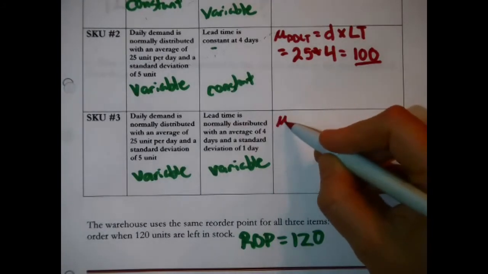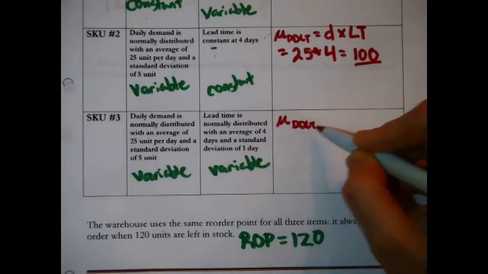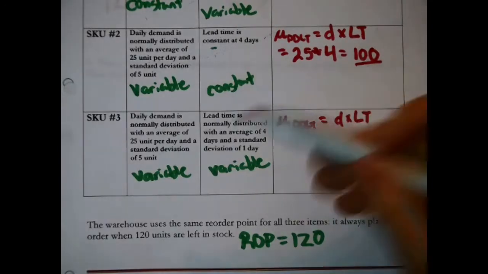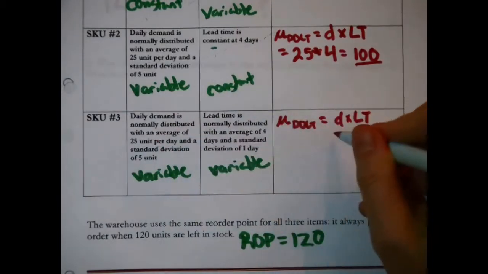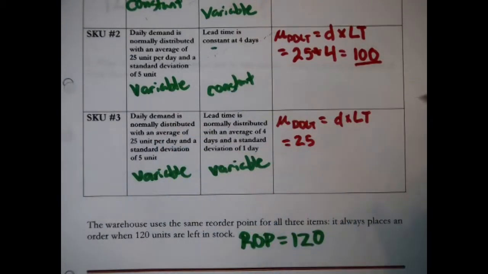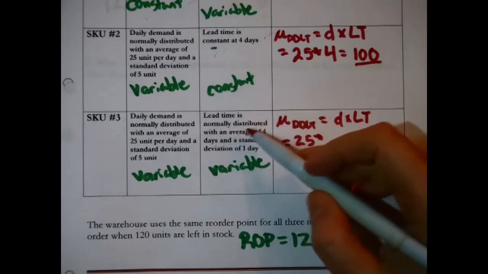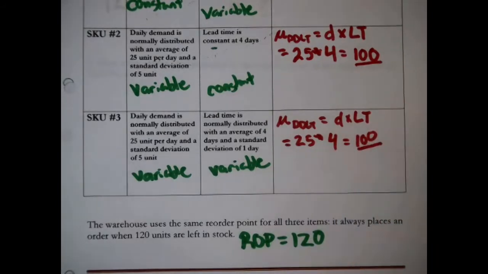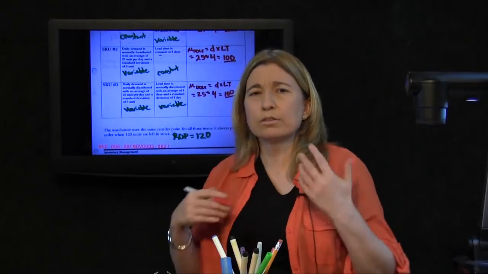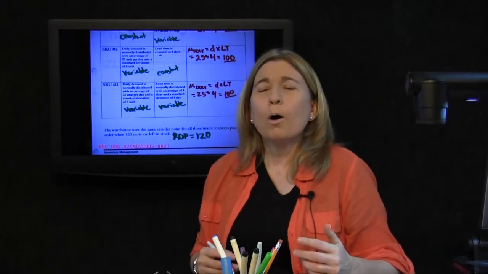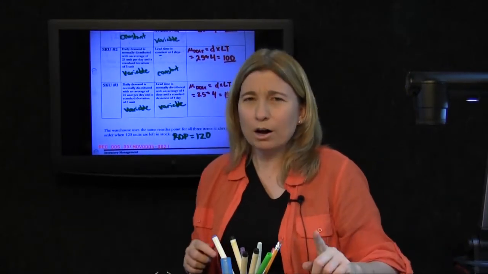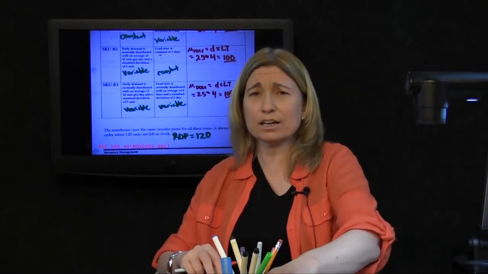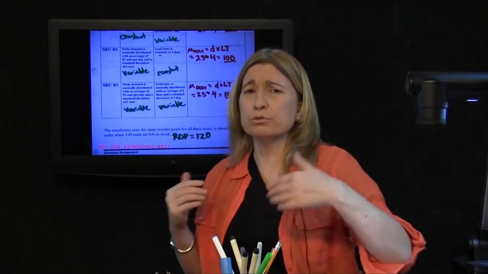Let's look at average demand during lead time for SKU3. Daily demand is normally distributed with an average of 25 units a day. Okay, 25 times lead time is normally distributed with an average of 4 days. Oh, so in the case of each of these three items, the average demand during lead time is 100. Which might explain why the company was using the same reorder point for each one of these items. They do have that in common. All three of them, on average, you need 100 during lead time.